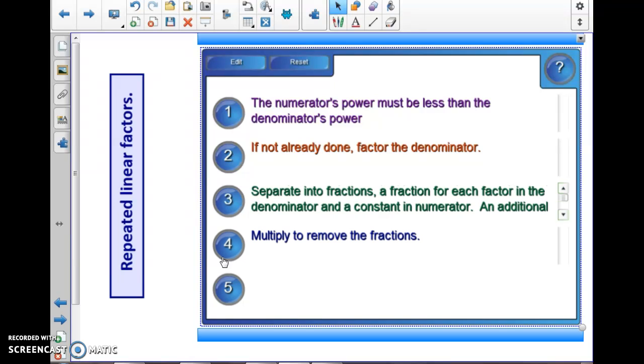And then step 4 is the same, multiply to remove the fractions, so just like before. And step 5 is the same as well, solve for each constant. So everything is the same except for this little step in here where it is creating the different fractions with the constants in the numerator. So let's go ahead and see the example problem.